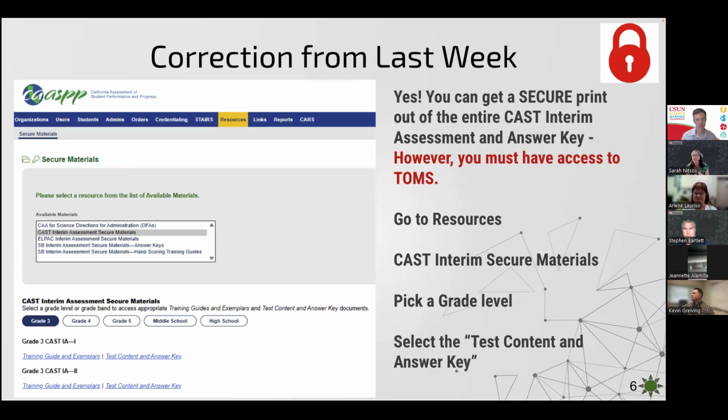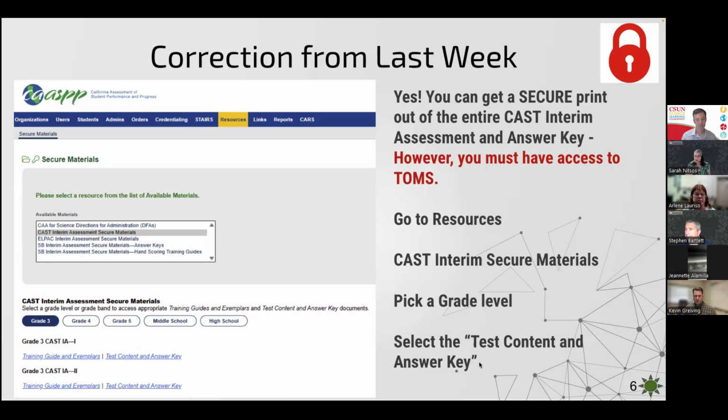First, it is a secure resource, hence the red padlock in the upper right-hand corner of your screen. That means you need to sign into TOMS. You need to have a TOMS account. You have to have access to TOMS to get that. In order to get it in TOMS, you would simply go to the resources, go to CAST Interim Secure Materials, as you can see on the screen on the left, pick the grade level, and there will be two options. The one you're looking for is called Test Content and Answer Key.